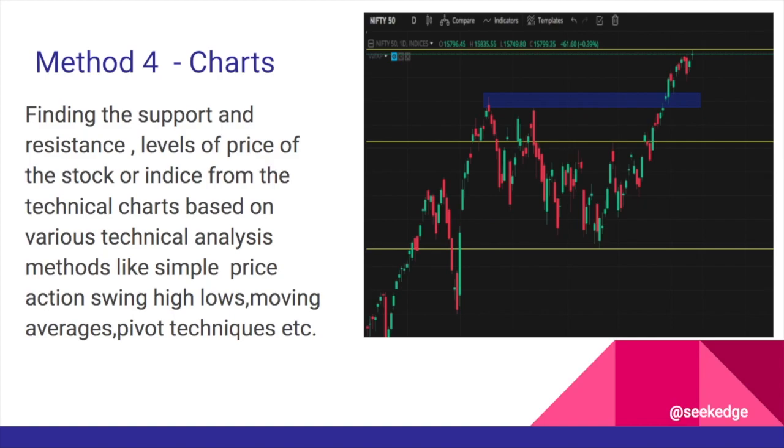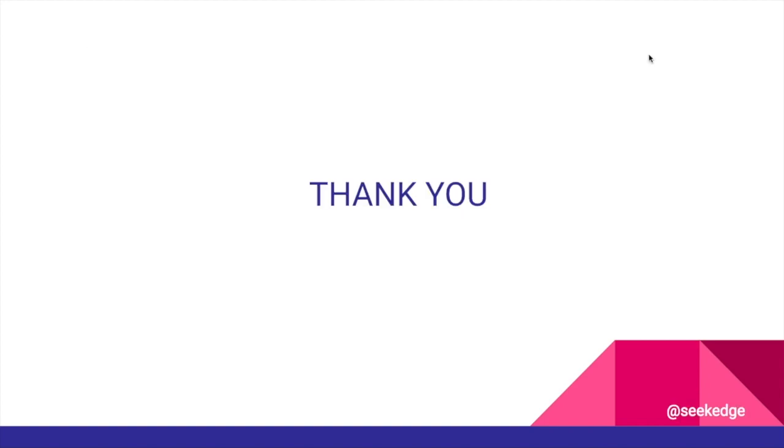The price action is not the only method. There are different indicator based levels, like moving average support and resistance levels that can be found. The price action swing high and low can be used. The pivot methods, various pivot methods can be used. So there are different ways using charts and technical analysis where you can find the support and resistance, and accordingly select the option strikes. These are the four methods that we can use to select the strikes for the options.